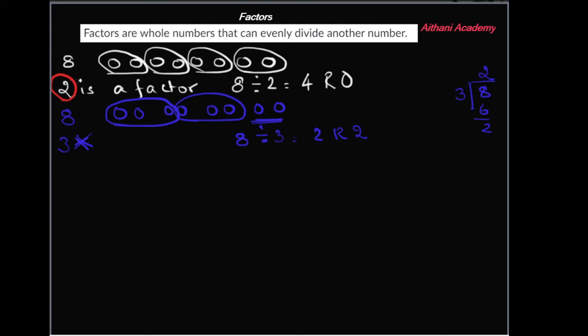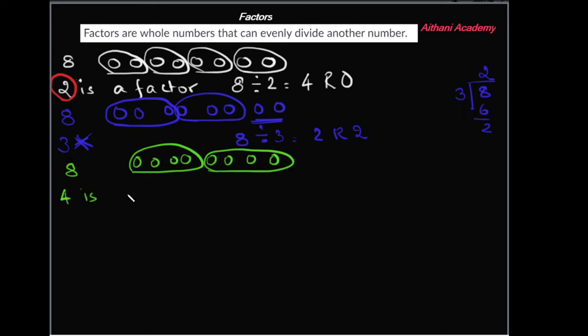Let's keep on doing with 4. Can I divide into 4 each? Yippee! I can divide into 4 each. So 4 is a factor. How can I write in the equation form? I have 8 candies. I divide into 4. I get 2, remainder 0, right? So in this case, 4 is a factor.